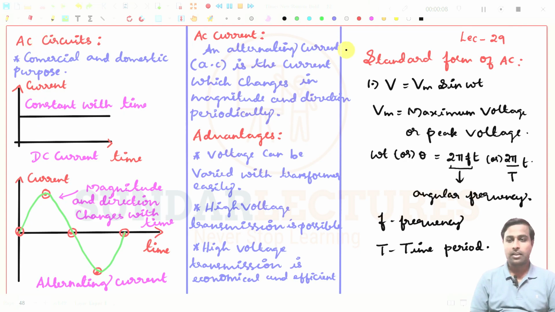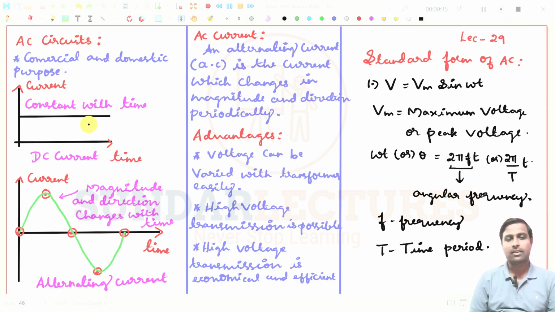In this lecture, we are going to start a new topic. I've told you already, this is AC circuits. We have seen DC circuits up to the 28th lecture, and now we will start AC circuits. These AC circuits are used for commercial and domestic purposes.